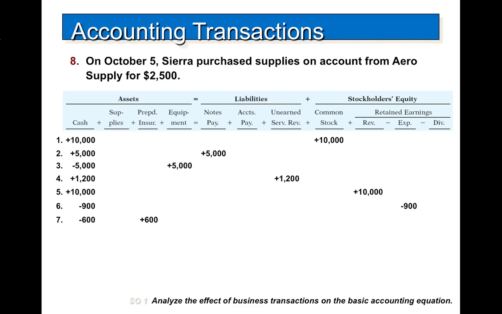8. On October 5th, Sierra purchased supplies on account from Arrow Supply for $2,500. So we are increasing our supplies because we purchased supplies, and we also increase what we owe because it's on account. So that would be our accounts payable.